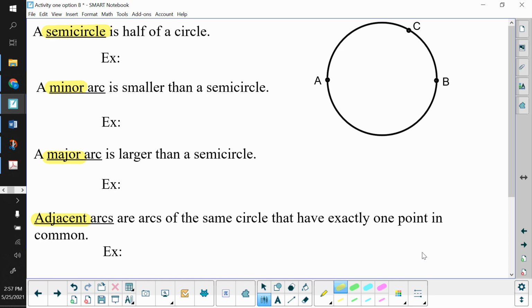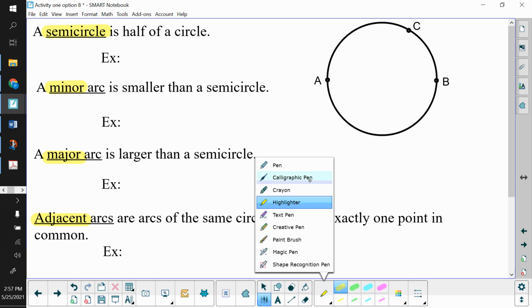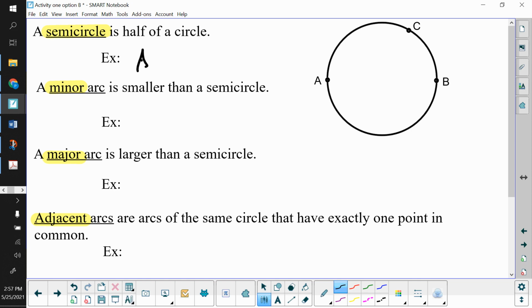So a little bit of vocabulary. A semicircle is just half of a circle. An example of a semicircle in our picture, we could say arc AB. Now when we say an arc, we just put a little arc above it. Kind of like when we talk about a segment, we draw a segment above it. Arc, you just draw a little arc above it.